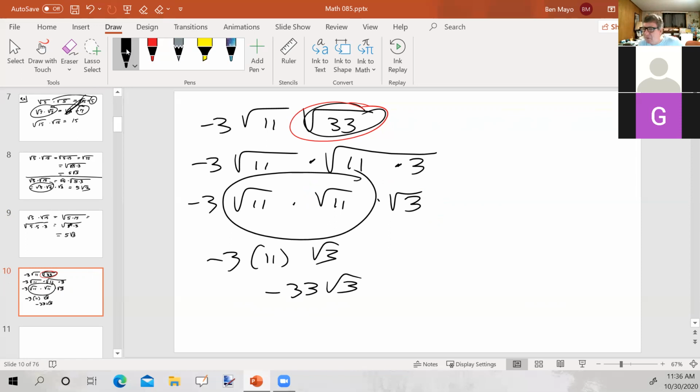Thank you for not saying the square root of 121. That's not wrong, it's just that you got straight to the finish line. And there we have that. Okay.